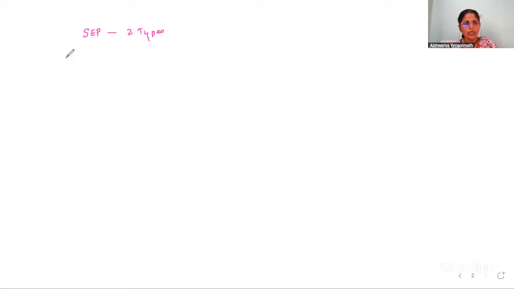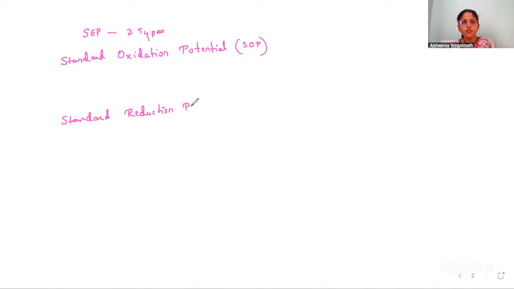One I write as standard oxidation potential, abbreviated as SOP, and standard reduction potential, abbreviated as SRP. Okay, so how do you represent standard oxidation potential?